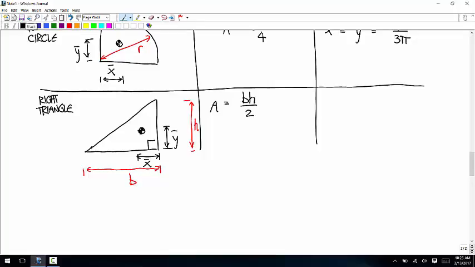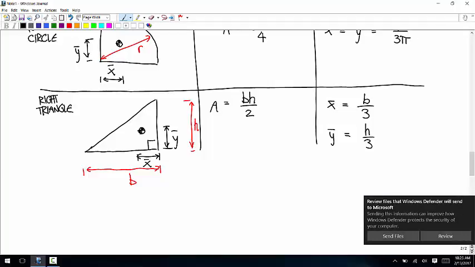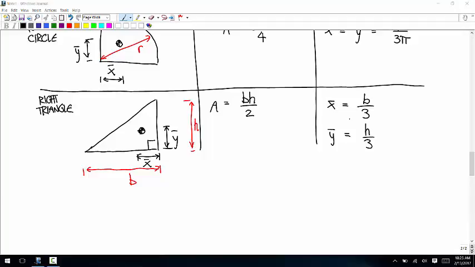And then the centroid, x bar is equal, no it's not, because those are different. X bar is equal to b over 3, and y bar is equal to h over 3. Okay. So all we're going to use is quarter circles, right triangles, then rectangles, ellipses, and circles. And this is enough information to calculate all those.